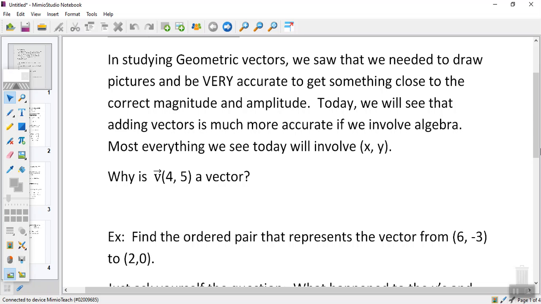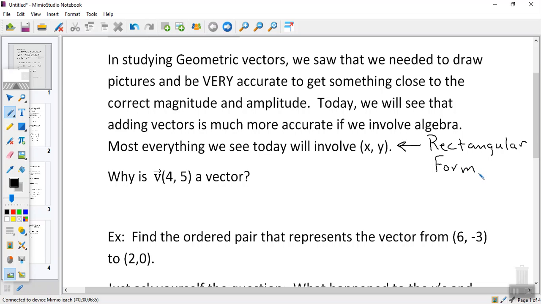Most everything we see today will involve, what kind of form is this right here? X coordinate, x comma y. So is that polar or rectangular? Rectangular. We're going to be dealing with a horizontal component and a vertical component. Horizontal is my x, vertical my y. So right here, make a note and say this is my way of saying rectangular form. Okay? So you guys recognize that, right?